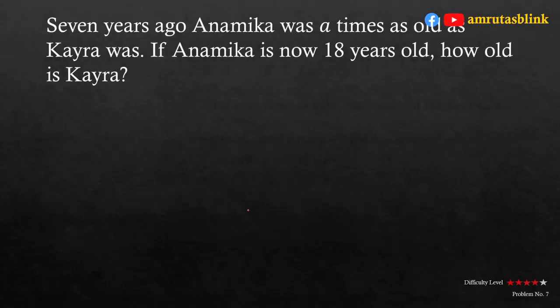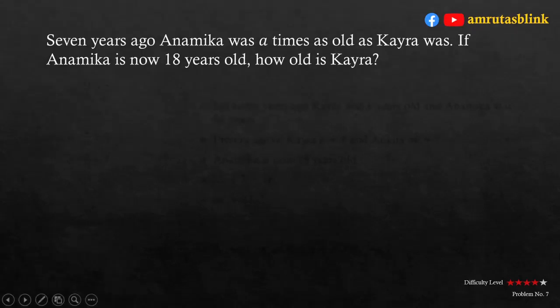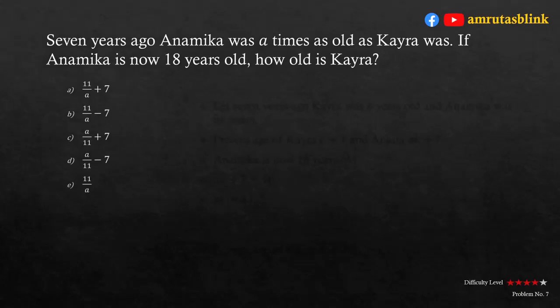Let us start with problem number 7. 7 years ago, Anamika was 8 times as old as Kyra was. If Anamika is now 18 years old, how old is Kyra? Options are given: 11 upon a plus 7, 11 by a minus 7, a upon 11 plus 7, a upon 11 minus 7 and 11 by a.